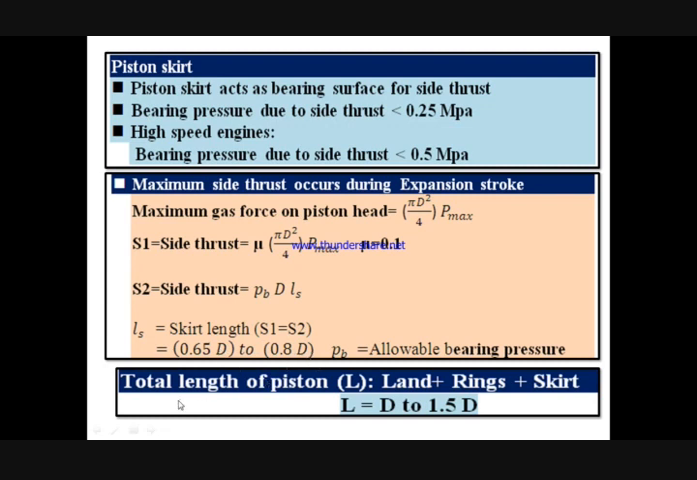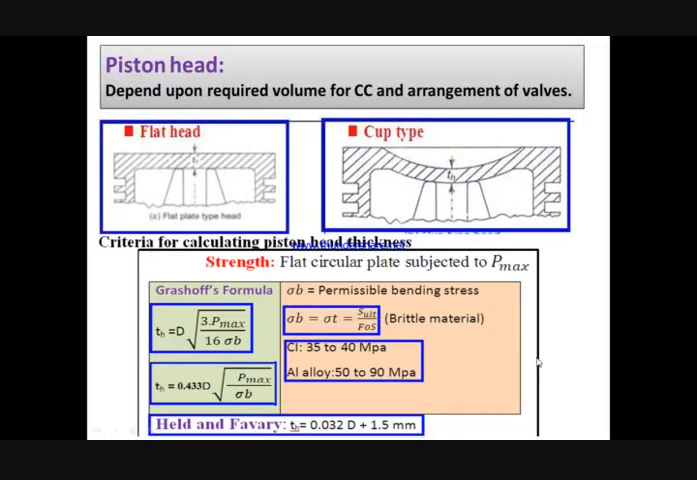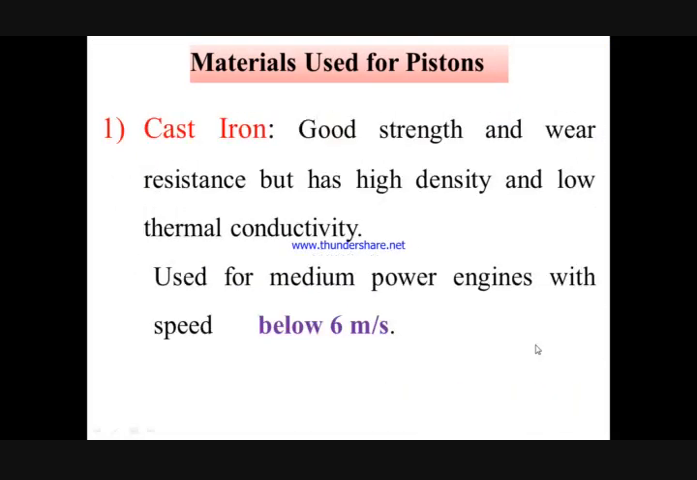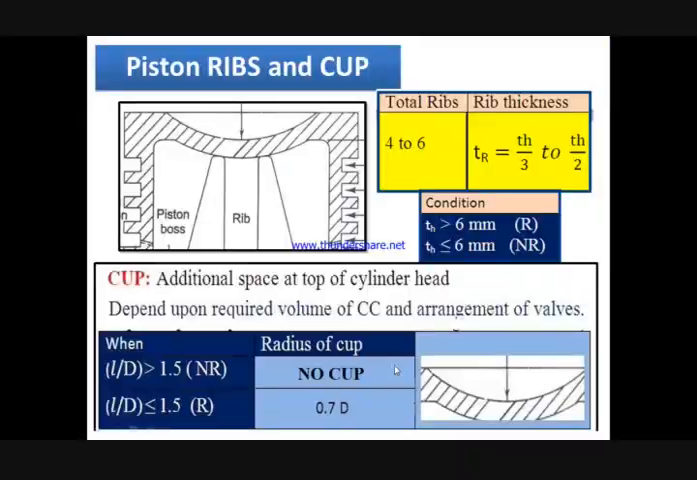Afterwards, the total length of the piston is given by length of flange plus length of rings plus length of skirt. Here I will explain again. The total length of the piston is given by length of top land plus length of ring section plus length of the skirt. If you add the three lengths, you will get the total length of the piston.